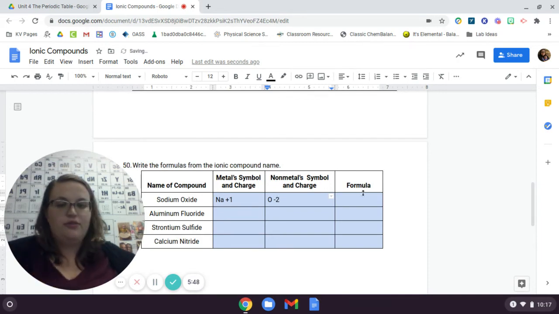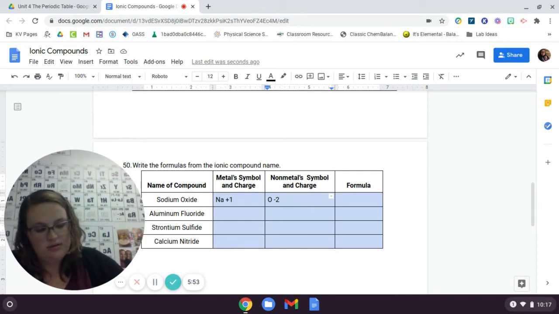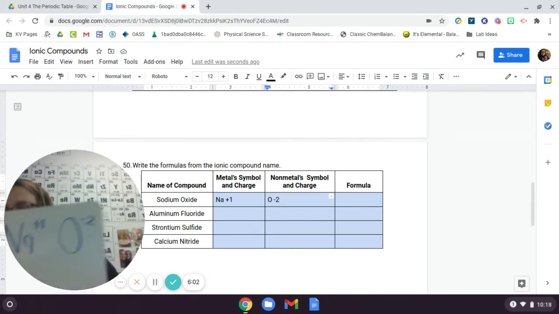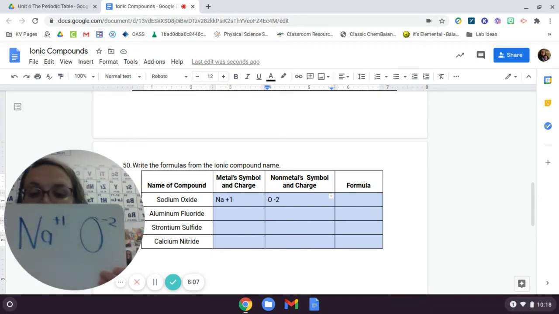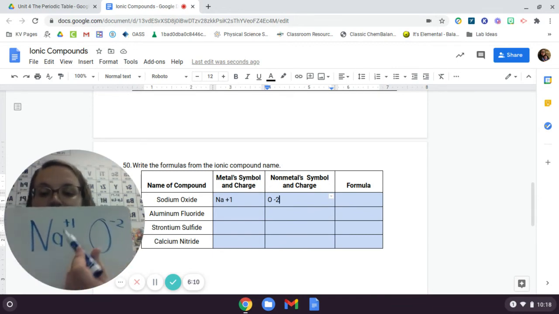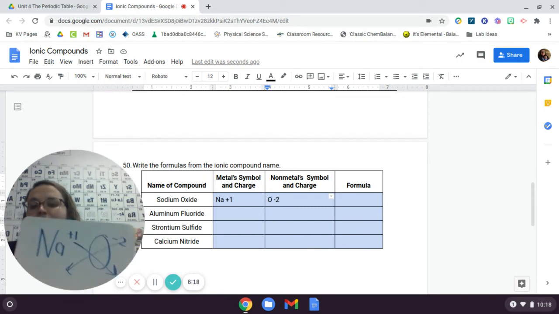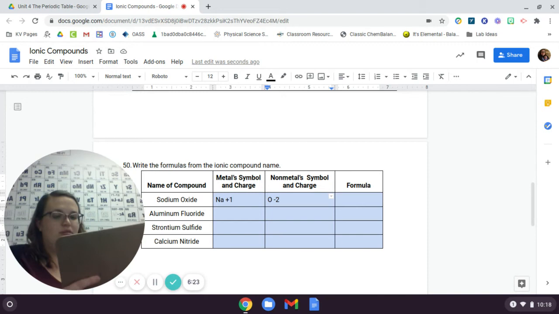All right, so for the formula, I'm going to take my Na +1 and my O -2. And I have to write backwards, so that's why my handwriting is so funky. Okay. Na +1, O -2, and I'm going to crisscross these charges. That means that the 2 is going to come over and join sodium, and the 1 is going to join oxygen.